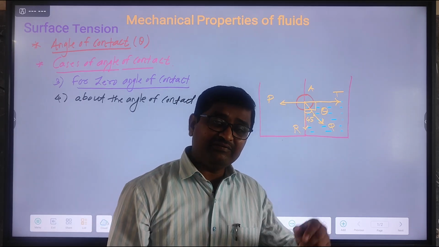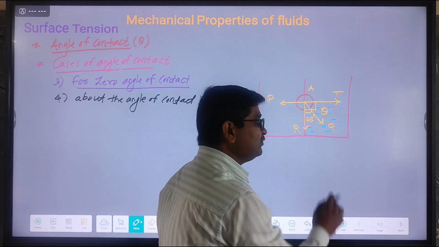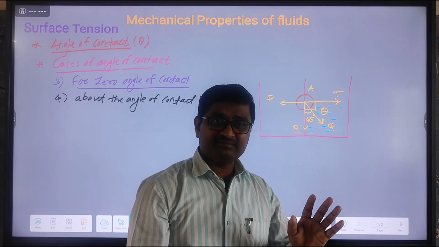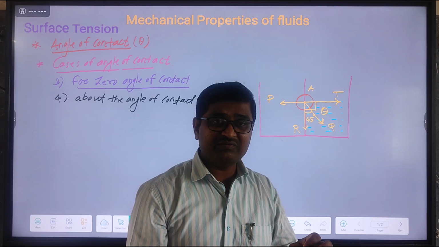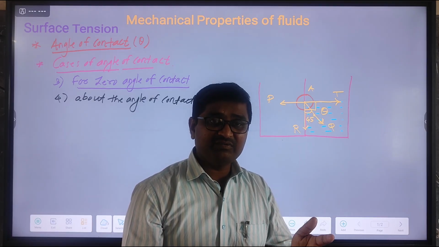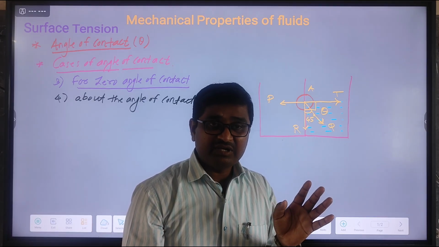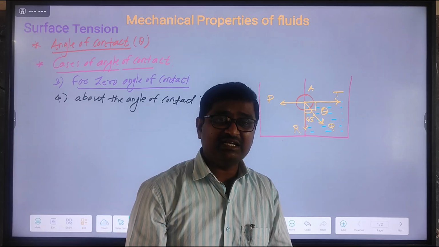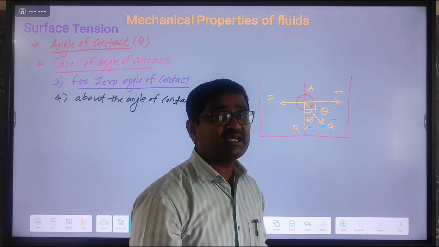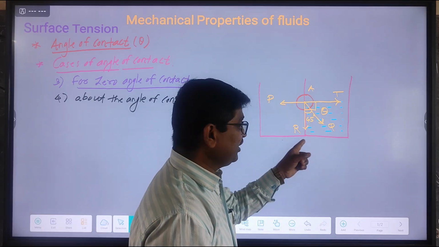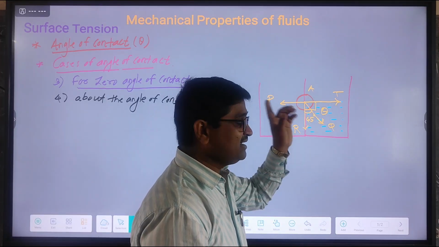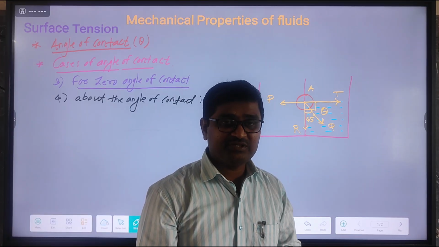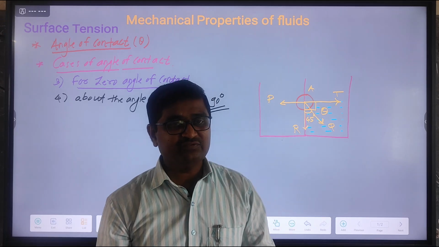When the solid is in contact with hypothetical liquid, the cohesive force is exactly 45 degree. Imagine that the solid is in contact with liquid, in which type of liquid? Hypothetical liquid, imaginary liquid. But when the solid is in contact with that type of liquid, their cohesive force is exactly 45 degree with the point of contact. So then the angle of contact is 90 degree. So this is the fourth case about angle of contact.